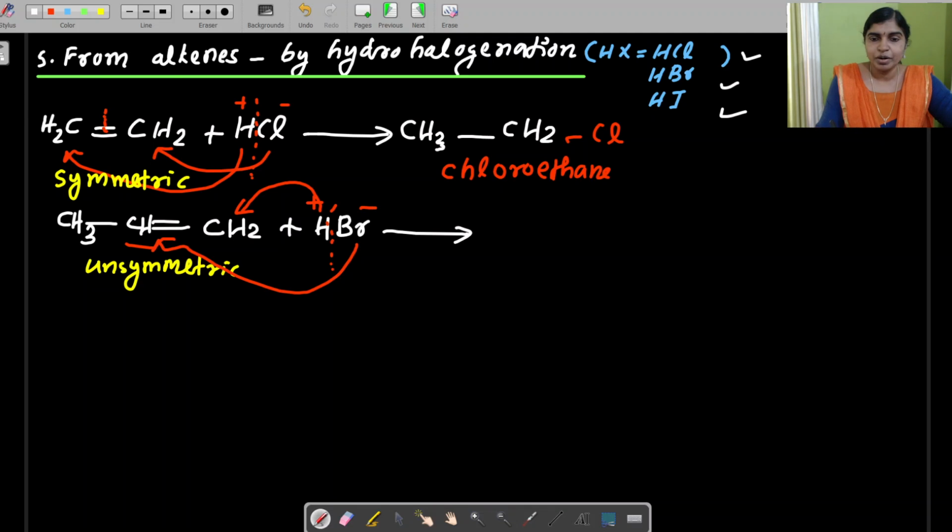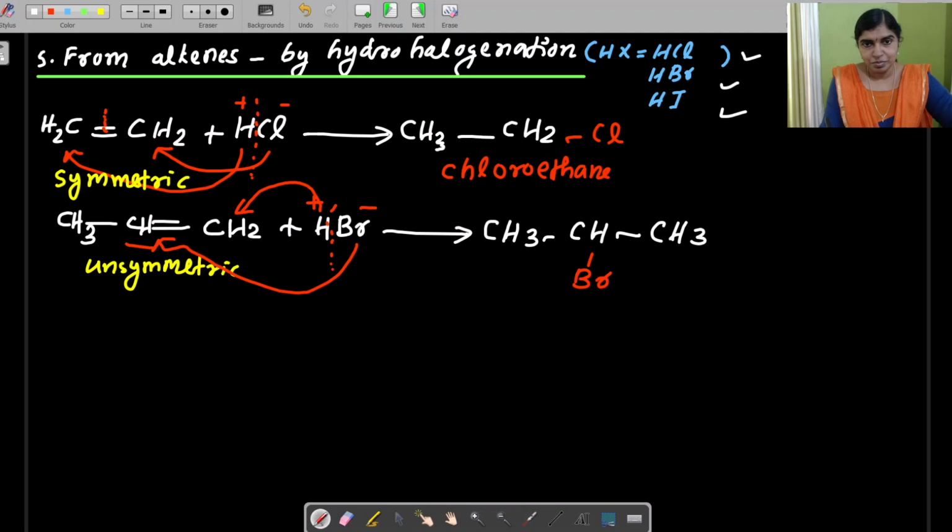This is the major product, that is CH3, and to the CH the bromine is attached. Here the bromine, and to CH2 the hydrogen, so that becomes CH3. Okay, so that is CH3, CH, Br, CH3. This is the product. So what is the name of the product? That is 2-bromo. How many carbons are there? 1, 2, 3. So that is propane. 2-bromopropane.